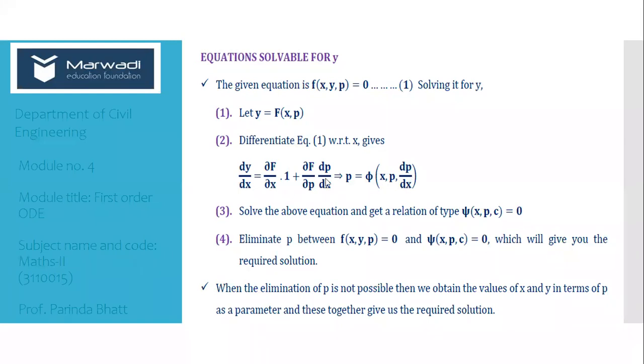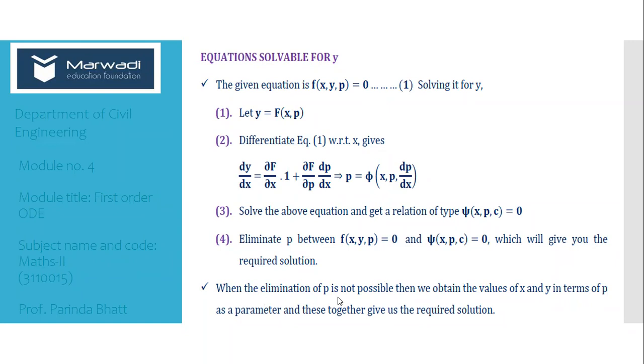That means when we differentiate this equation y equal to f of x comma p, right, then the terms are generated in the form of x, p and dp by dx. Now solve the above equation and get a relation, where psi is any kind of function; you can also write g or h, anything. psi of x comma p comma c equal to 0, and eliminate p. p is dy by dx. Therefore, we want to eliminate p between both the equations, which will give you the required solution.